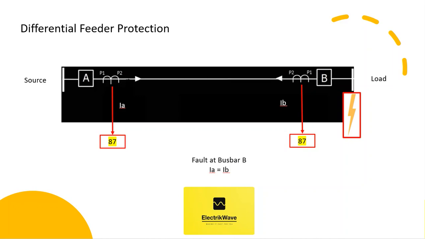Now let's assume a busbar fault has occurred at station B. Here the fault current would flow from station A to station B. Fault is getting fed to the load through the overhead line. This is called a through fault condition. In this fault condition current IA and IB would be the same, so there will not be any tripping of the line.